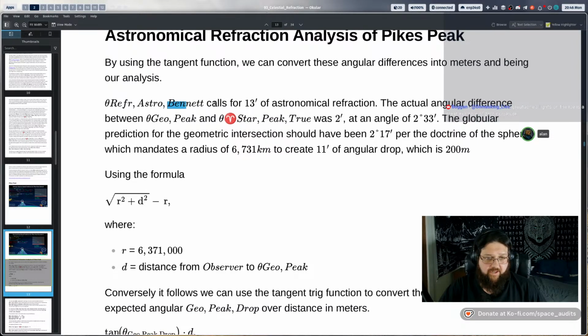By using the Bennett refraction, which calls for 13 minutes of astronomical refraction, and the angular difference between the geometric peak and the star being 2 arc minutes, which gives an angle of 2°33′, the globe prediction for the geometric intersection should have been 2 degrees, 17 arc minutes per the doctrine of the sphere, which mandates a radius of 6,731 kilometers to create the 11 arc minute angular drop, which converts to 200 meters.